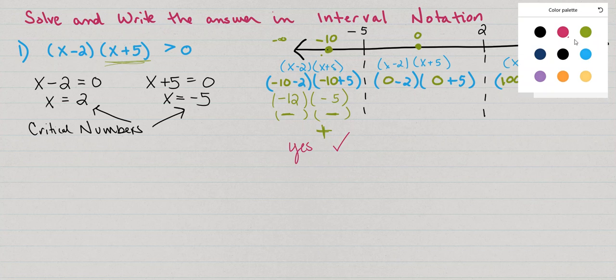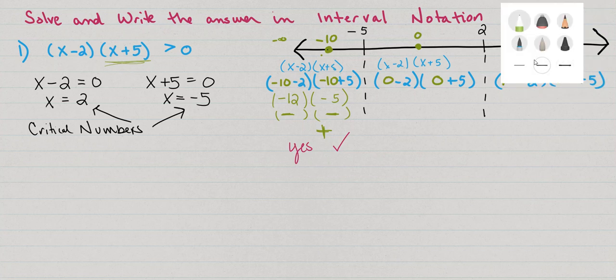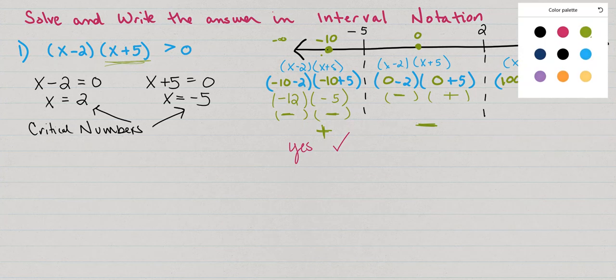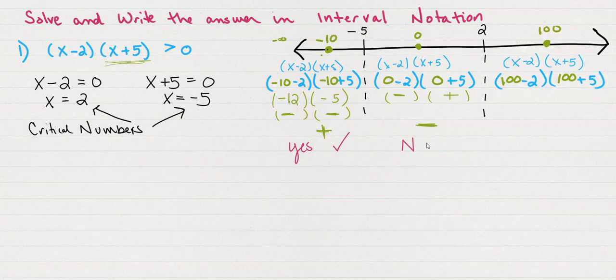Let's look at the next segment with the critical number of 0. We'd have 0 minus 2 is negative, 0 plus 5 is positive. When I multiply a negative times a positive, I get a negative. Is a negative greater than 0? No, we're not going to include that. And then, let me write that in. We'd get a no. And I could even put an X over it, right?